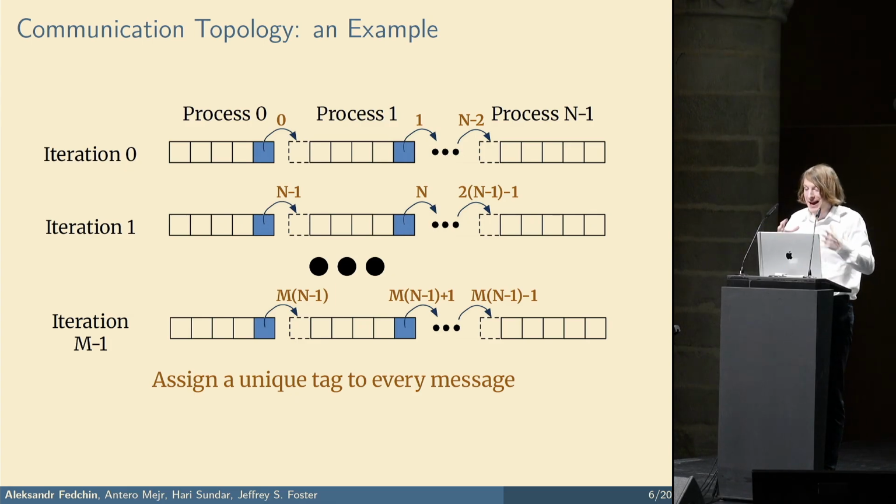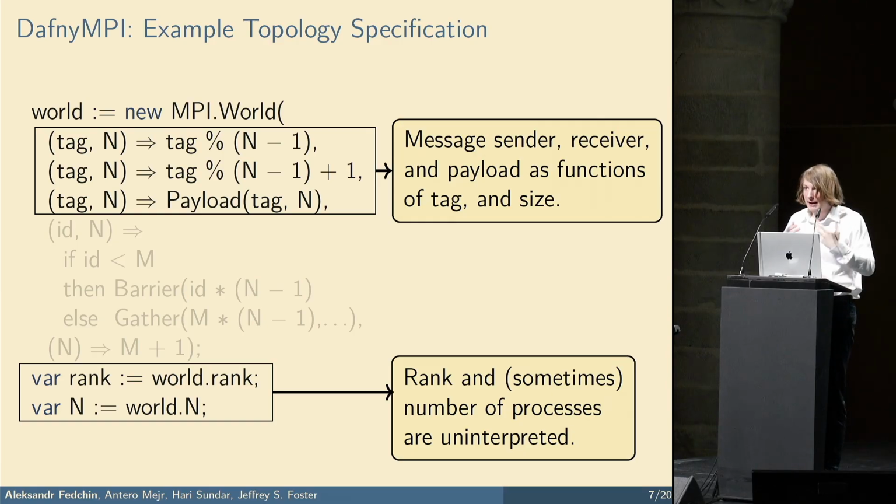MPI allows tagging messages, although MPI does not impose the restriction that they should be unique, so we do. So in DafnyMPI, the tag for a message has to be unique. Why is this helpful? Because if you keep this picture in mind, you can see that you can probably define the sender and the receiver of each message as a function of the message tag. And this is exactly what we ask the user to do when they begin writing their MPI program.